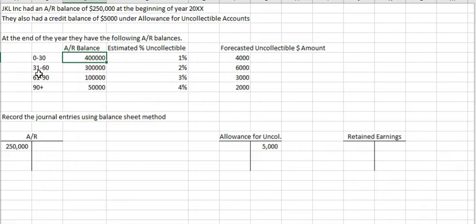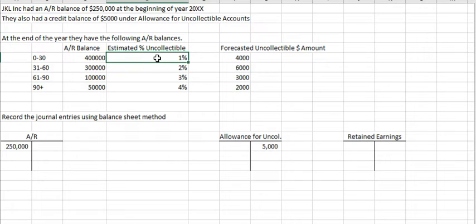In this particular case, we have a hypothetical company, JKL Inc. They have a beginning balance of accounts receivable at the beginning of the period of $250,000, and what we are told is that they also have a credit balance under allowance for $5,000. And at the end of the year, depending on the age of the accounts receivable, they have certain accounts receivable balances, and based on their historical records, they can estimate how much percentage is uncollectible.